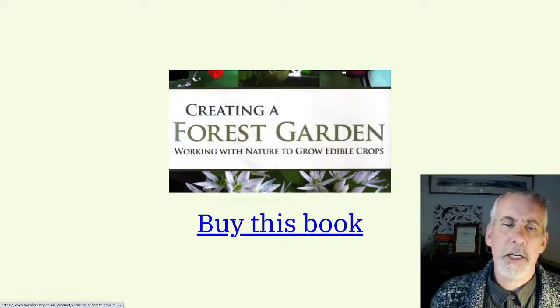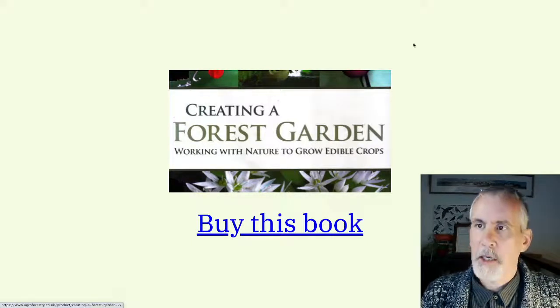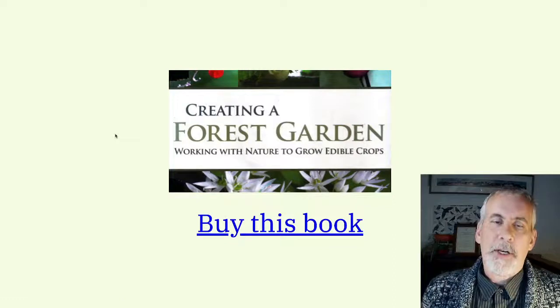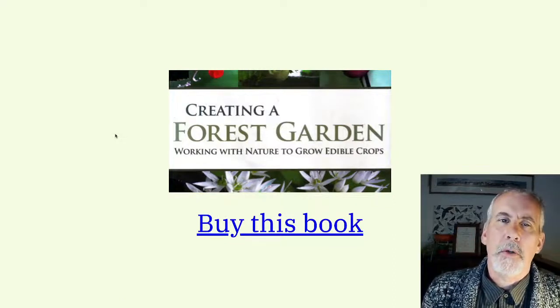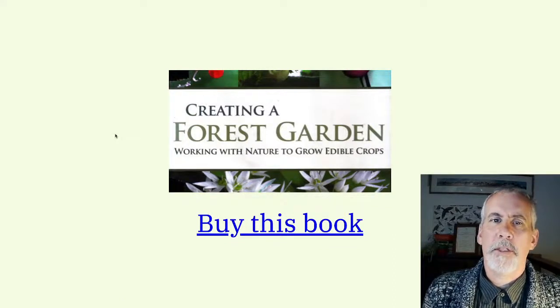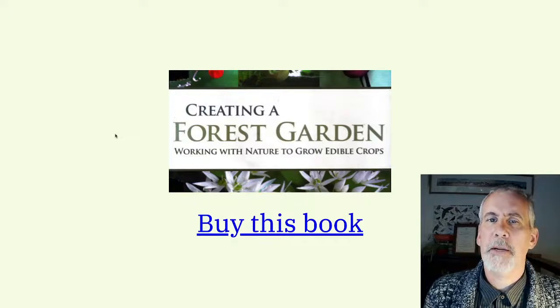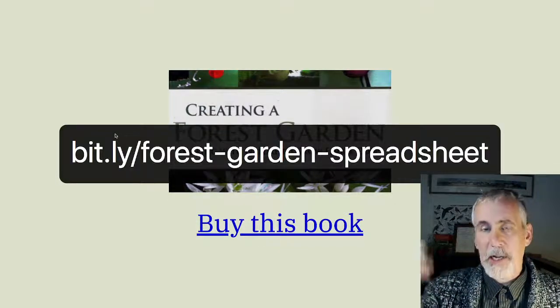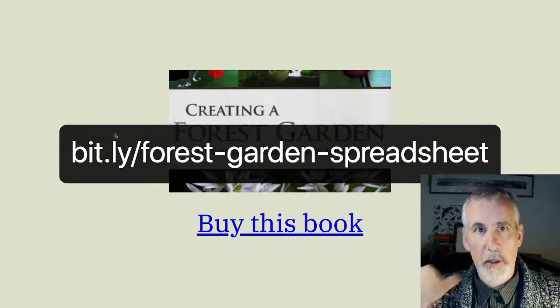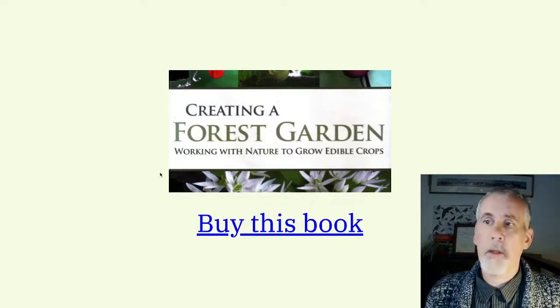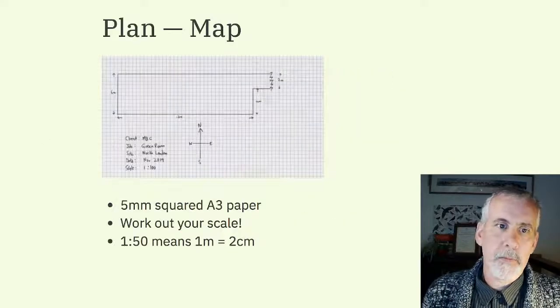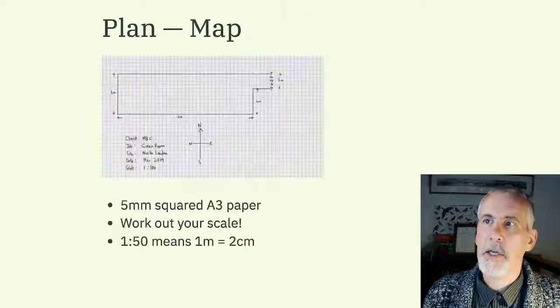There is a spreadsheet as well, which I've created with a couple of people, which is called bit.ly forest garden hyphen spreadsheet. And that has the list of all the plants in the book, and then you can sort that spreadsheet as well.